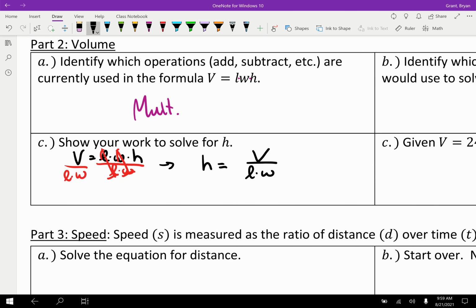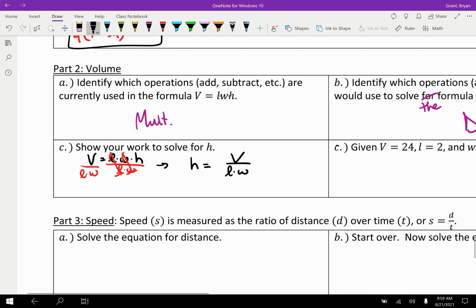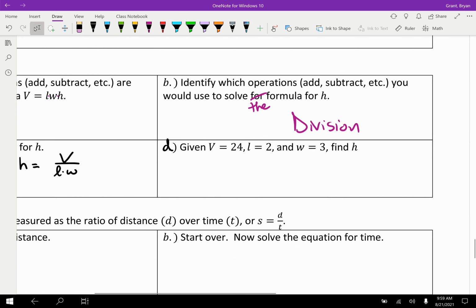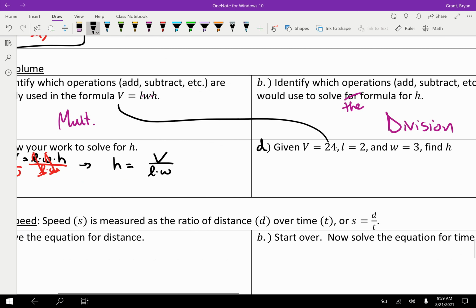Easy enough. All right, let's try part D here. Lots of typos today, sorry. D says if we know the volume's 24, the length is 2, and the width is 3, find the height. Well, one way you could do that is you could use the original formula and substitute in all of these values and then isolate h.